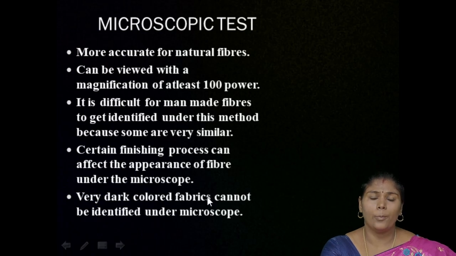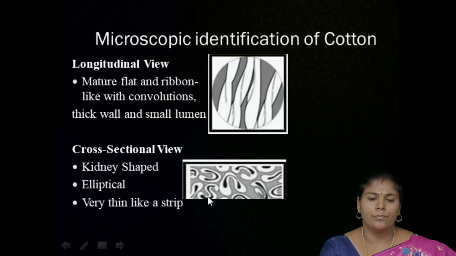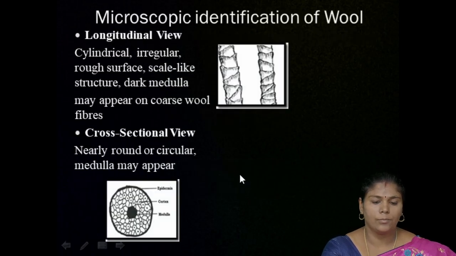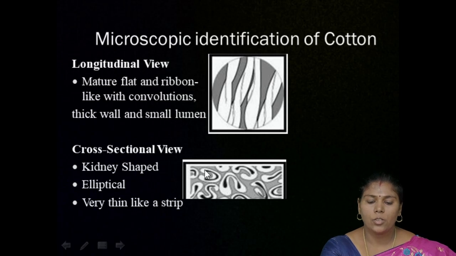Let's see one by one in detail. Microscopic identification of cotton. In longitudinal view, it shows mature flat and ribbon-like convolutions, and it has a thick wall and small lumen. In the cross-sectional view, the cotton fiber shows a kidney shape and elliptical, very thin like a strip.